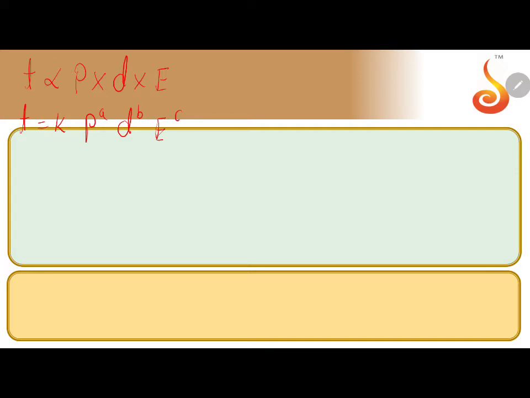Expand and write the dimensions on both sides. You would get time period dimension as M to the power 0, L to the power 0, and T to the power plus 1, because on the LHS you are just speaking about time period. Constant K doesn't have any dimension here, so you need not really worry about it. You have pressure to the power a. Pressure has a dimension M to the power plus 1, L to the power minus 1, T to the power minus 2, all to the power a.